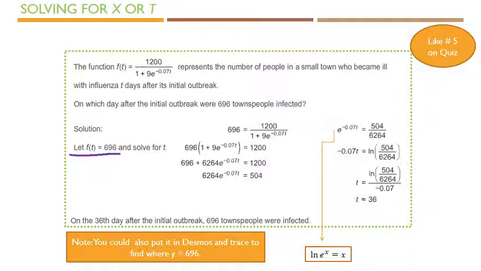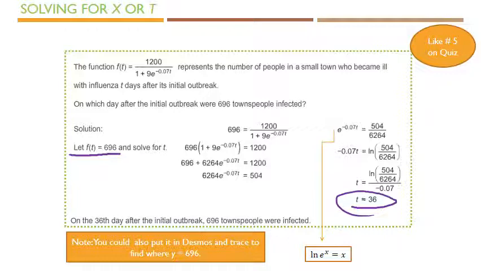So you're going to set your formula equal. You have to substitute your f of t for that. Then you have to solve it out, and you're going to get t is equal to 36. So that means on the 36th day of the initial outbreak, about 696 townspeople were infected.